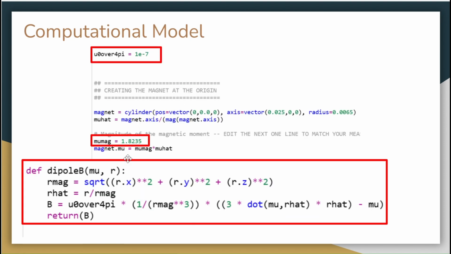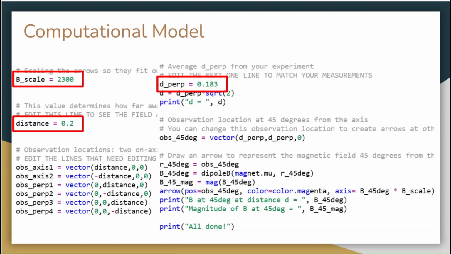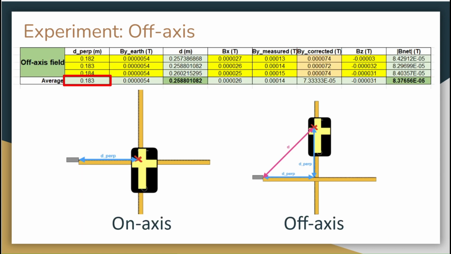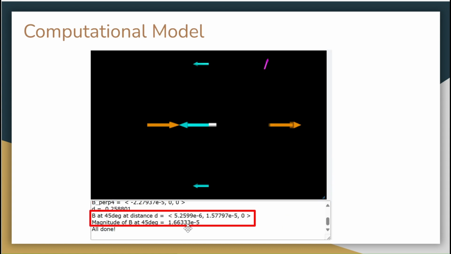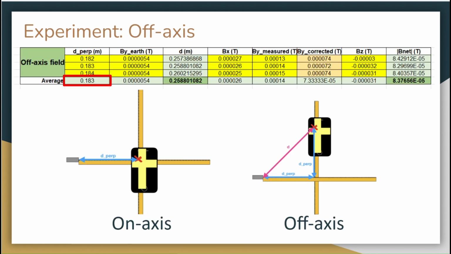Computational model. Here's our magnetic dipole moment code that I created for this computational model. Okay, here is my scaling, here's the distance, and here is that d-perpendicular, which you saw right there. And this, my friends, is our outcome. Okay, here's the magnetic magnitude of B at 45 degrees, 1.663. Now, is that what we got here? No. No, it's not. We were actually really far off.